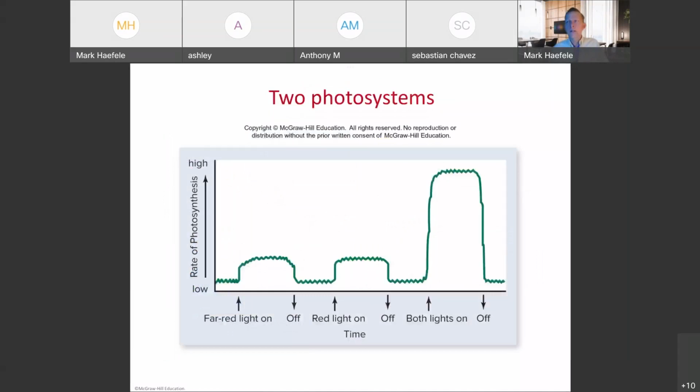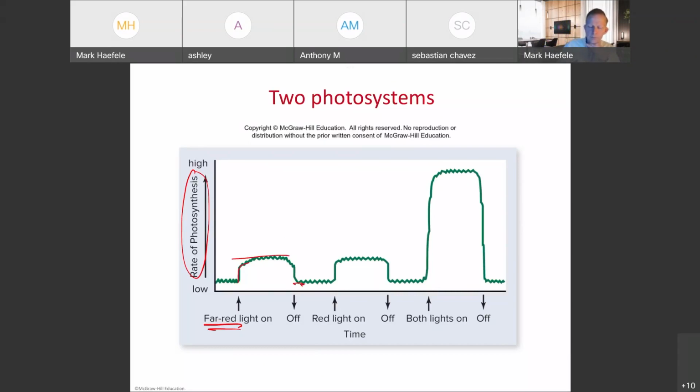So here is a slide that looks at the effect of light on photosynthesis. Here you can see on the y-axis the rate of photosynthesis versus the amount of time versus the light that you're actually turning on. For instance, in one case, you have what's called far red light. That's over toward the edge of the visible spectrum. That's infrared light. So when you turn the light on, notice you get a certain level of photosynthetic activity, and then you turn it off and the photosynthetic activity goes down. So you have a little bit of a bump up.